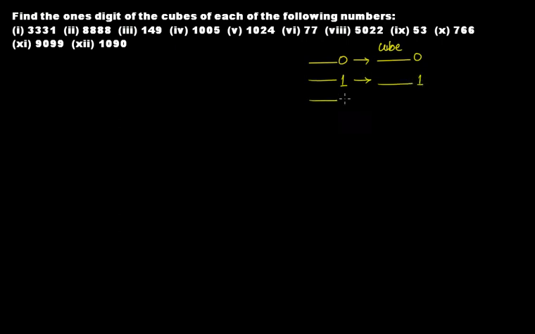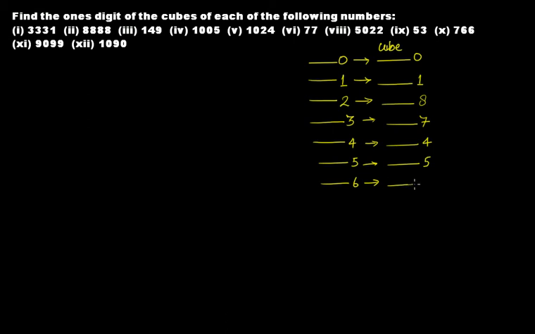If your number ends in 1, then the cube of this number will also end in 1. If your number ends in 2, then the cube of this number ends in 8. If your number ends in 3, then the cube of this number ends in 7. If your number ends in 4, then the cube of this ends in 4. If your number ends in 5, then the cube ends in 5. If your number ends in 6, then the cube ends in 6. If your number ends in 7, then the cube ends in 3. If your number ends in 8, then the cube ends in 2. If your number ends in 9, then the cube ends in 9. We have discussed this.